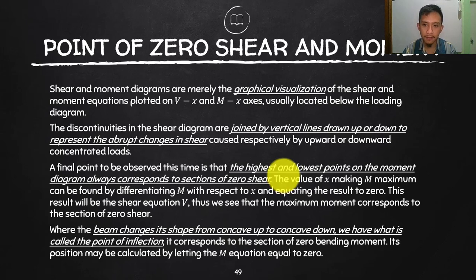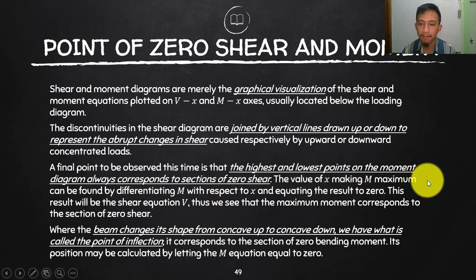Okay, so the value of x making m maximum can be found by differentiating your m with respect to x and equating the result to 0. So the question there is how we will find the value of x making the maximum m. How will we find the maximum m, or how will we find that zero shear? That is actually now using your differential calculus, the concept of your maxima and minima.